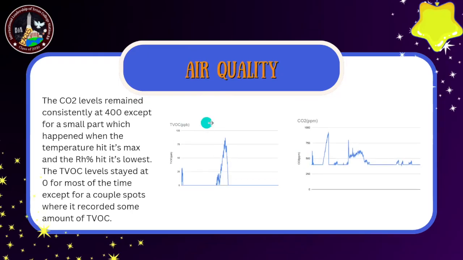And for the air quality, you can see the CO2 levels to the right remained at a baseline of about 400, except for some parts that increased when the temperature hit its max and the relative humidity its lowest. And for the total volatile organic compounds, they basically stayed at 0, except for a couple of spots where it recorded some TVOC.